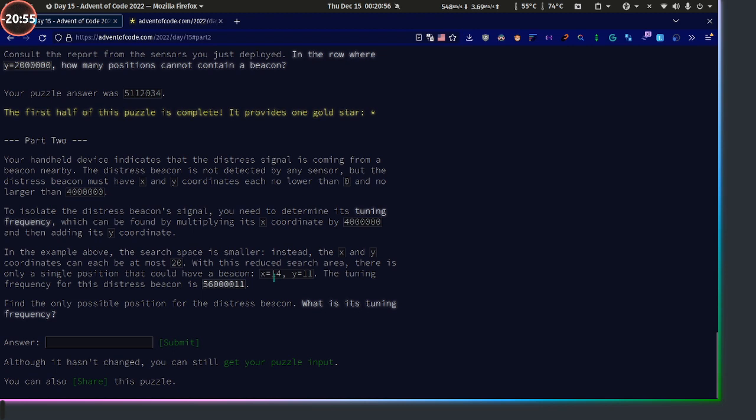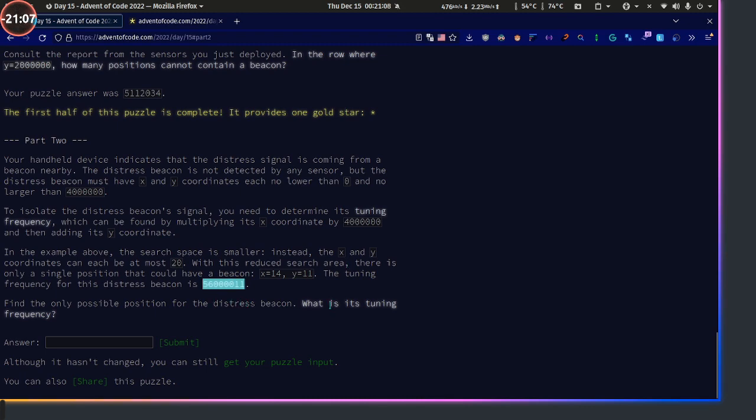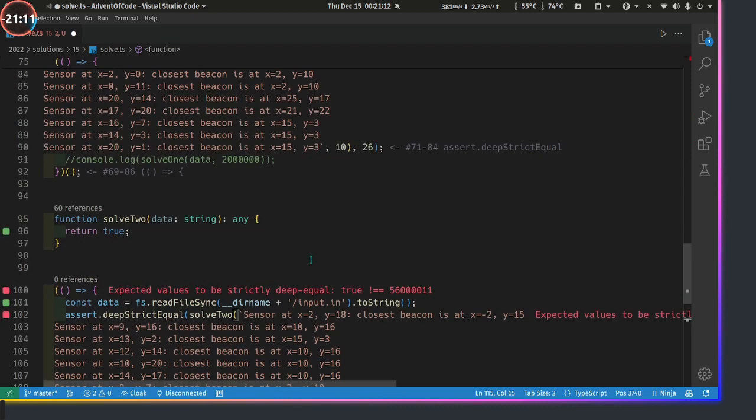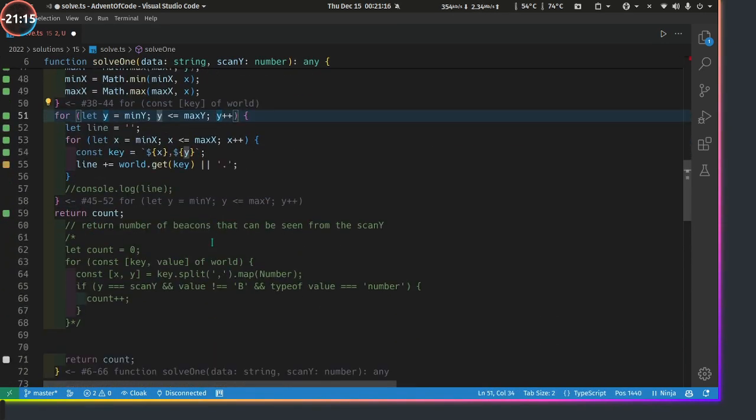Only a single position can have a beacon: 1411. The tuning frequency is this number, multiplying the X by 4000. Okay, so it's math. I understand that. What is the tuning frequency of something we found? Okay, I guess we're gonna go yoink solve 1 and try and figure this out.